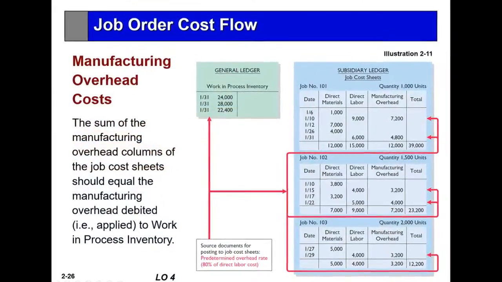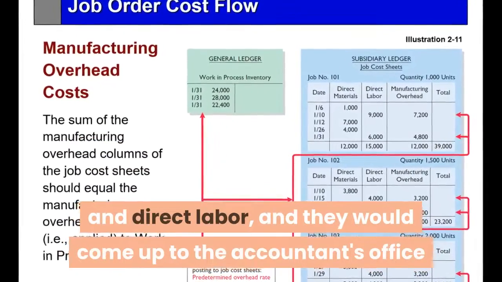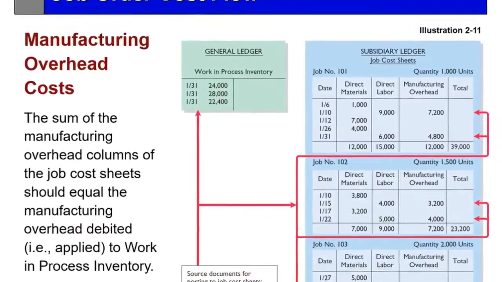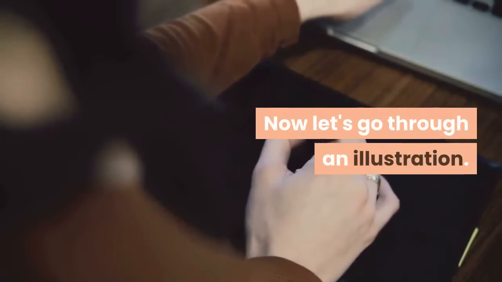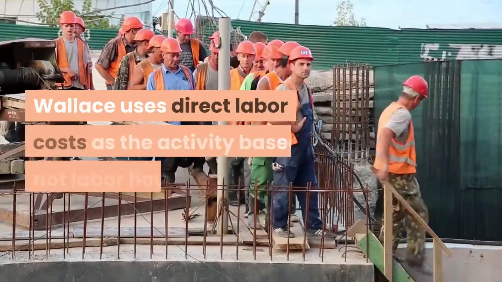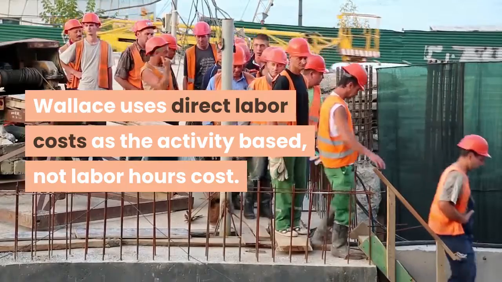These job tickets 1, 2, and 3 would have direct material and direct labor, and they would come up to the accountant's office and they would apply the overhead and figure the final cost of this product. Now let's go through an illustration. Wallace uses direct labor costs as the activity base, not labor hours.